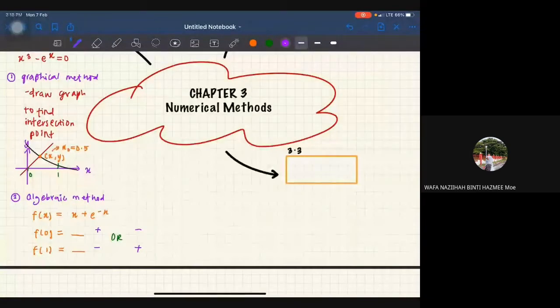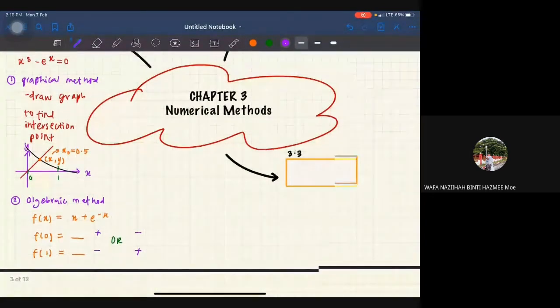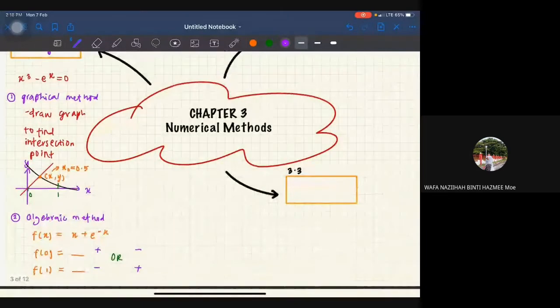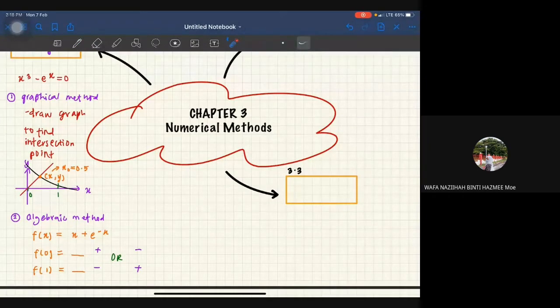Eddie tanya, Miss, for x naught, can I use 0 or 1 or must use 0.5? Oh, maksudnya awak nak guna 0 dan juga 1. Macam tu ke maksud awak? Yes, okay. Dia boleh sebenarnya awak nak guna 0 and juga 1, tapi dia menyusahkan hidup awak. Sebab apa? Sebab awak tahu 0 kat sini, 1 kat sini. Intersection point awak di antara dia.